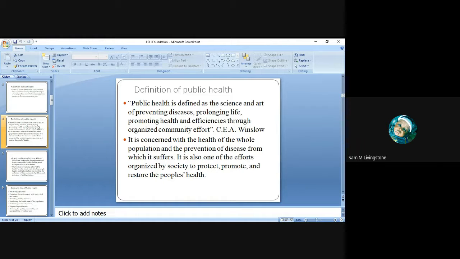One bacteriologist came up with this definition that is living with us for now, and we will continue with it if we continue to look at it in this direction, and we can even modify it. According to Charles Elwood Emery Winslow, a graduate of Yale University, public health is defined as the science and art of preventing disease, prolonging life, promoting healthy behavior, and efficiency through organized community effort.